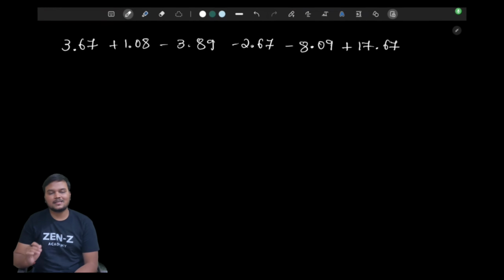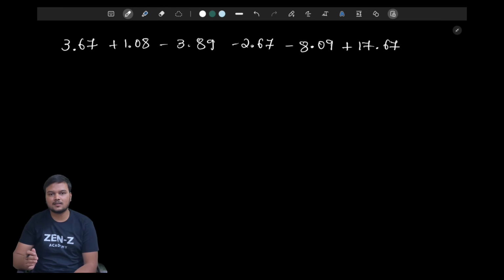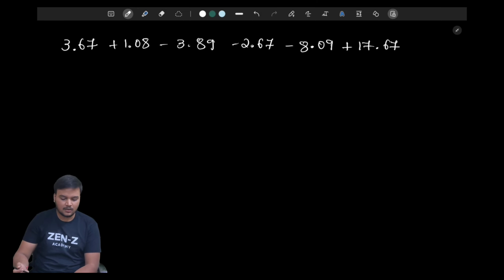So we'll start with the basic sums. First, I hope everyone knows how to add and subtract, but I'll just take an example. If you get a series of numbers where you have to perform your addition and subtraction and give the answer, what approach has to be made? So this is a very simple sum. The question is 3.67 plus 1.08 minus 3.89 minus 2.67 plus 8.09 plus 17.67 minus 8.09.